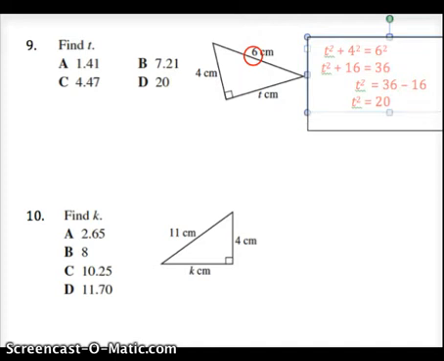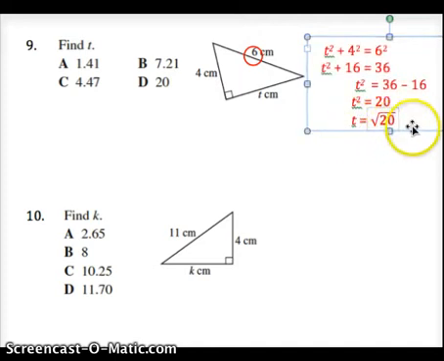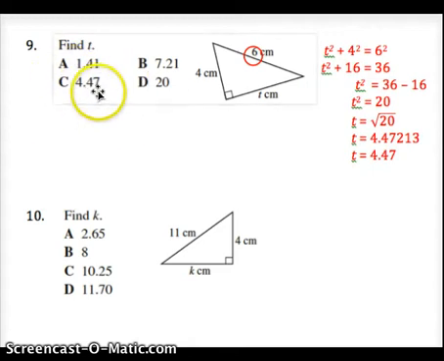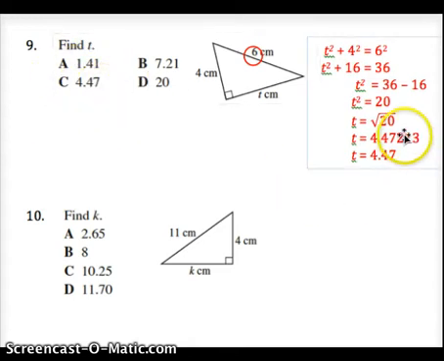Remember, we're trying to work out t, so t is the square root of 20, and on your calculator you can work out the square root of 20 and you'll get 4.47213. And remember, we're trying to get 2 decimal places because all our answers have 2 decimal places there. So we need to look at the third decimal place, which is the one after the 7. So 4.47, we need to look at the third decimal place, which is that 2. And that 2 is less than 5, so the 7 in front of it stays the same. So our answer is 4.47.